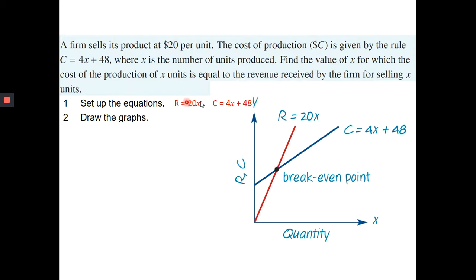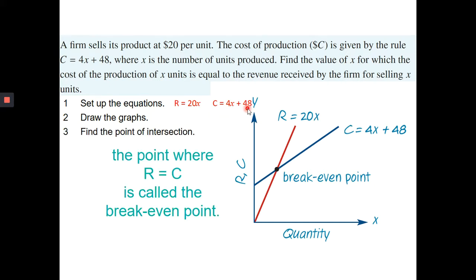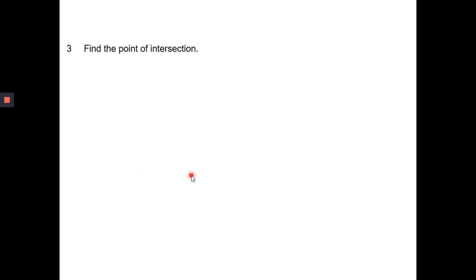So basically, we just put these two equal to each other. This point here is where the revenue equals the cost. So the point where R equals C is called the break-even point. So put R equal to C. R is that, C is that. So I've got R equals C.